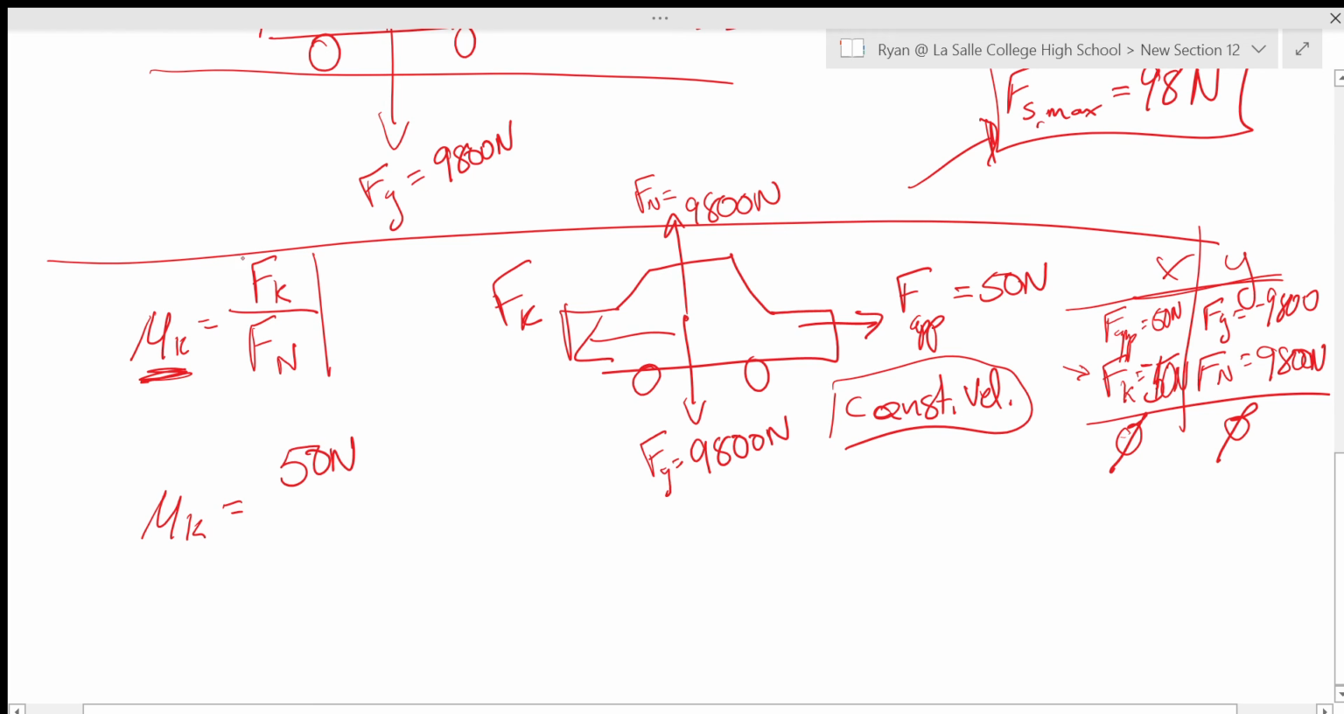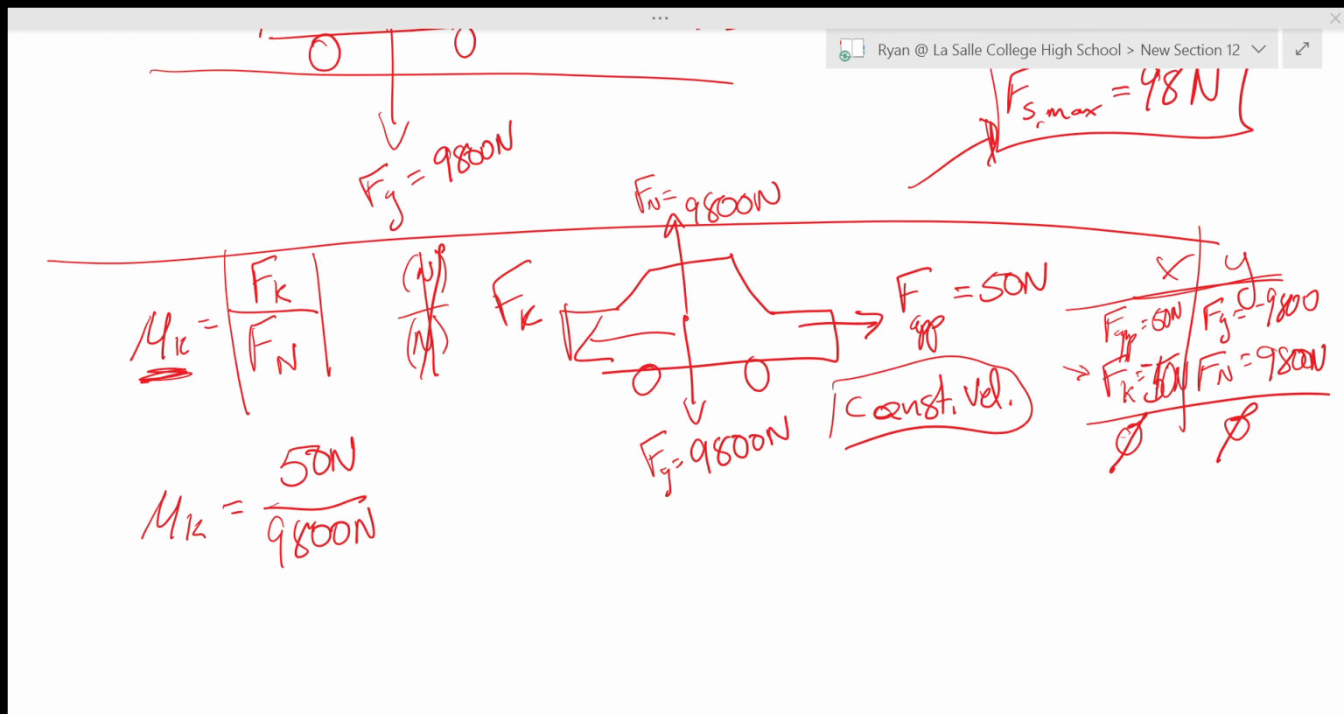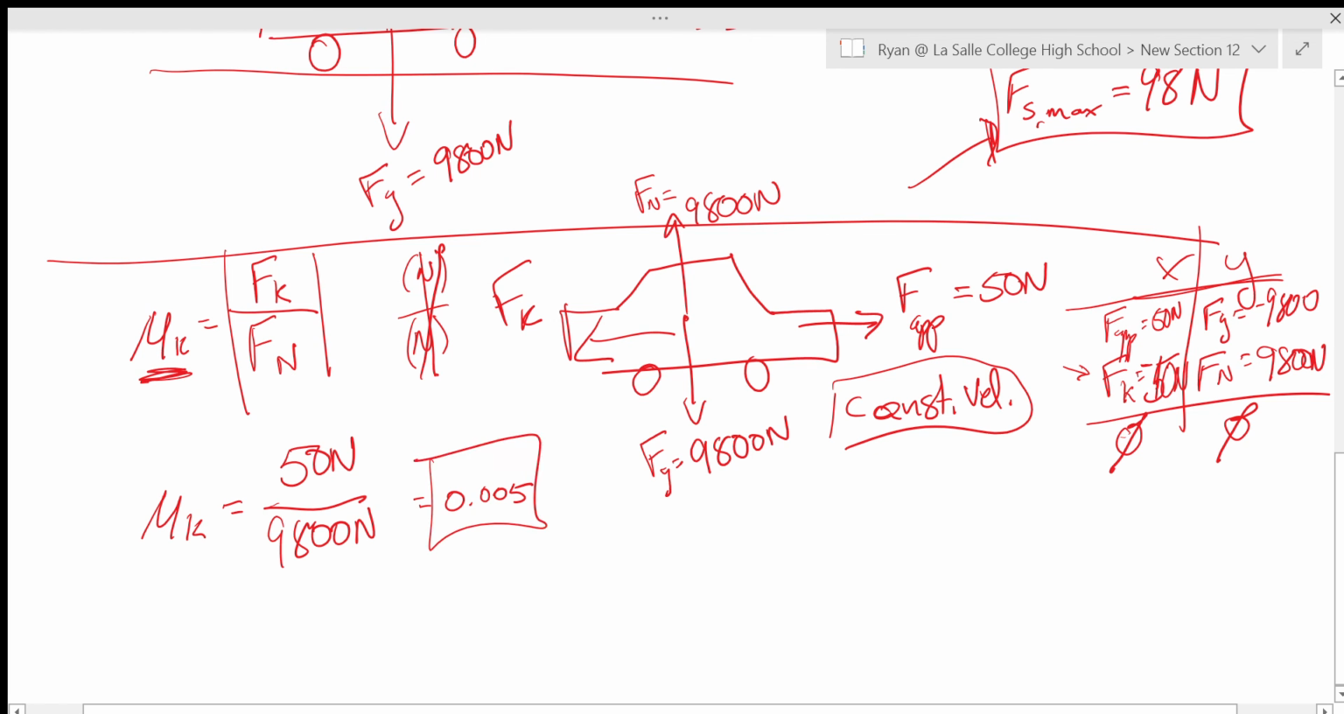And by the way, these are like absolute values. I don't care about negative signs because, I don't know if you noticed, but the units are going to be newtons over newtons, which means the coefficients have no unit at all. They're just a number, a ratio. So if I finish this off, I divide by the 9,800 newtons, and we find 50 over 9,800 gives me a smaller coefficient of friction for the kinetic coefficient. So that's our answer. That should be everything.